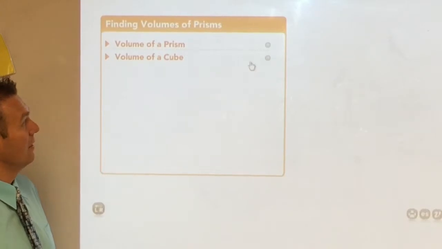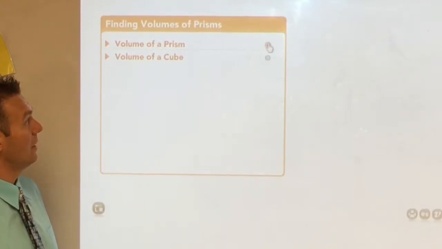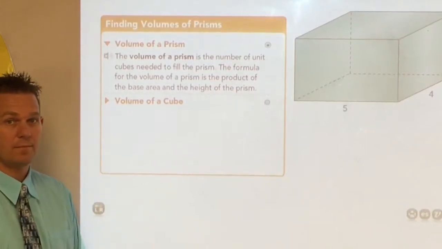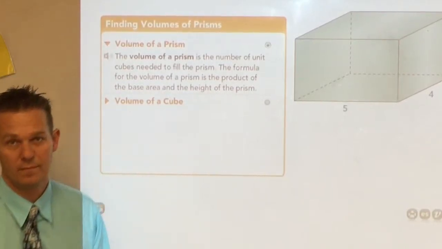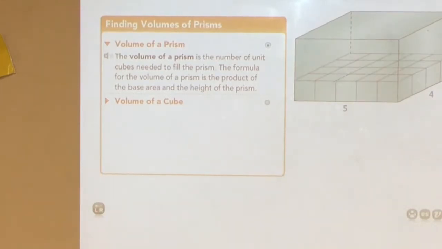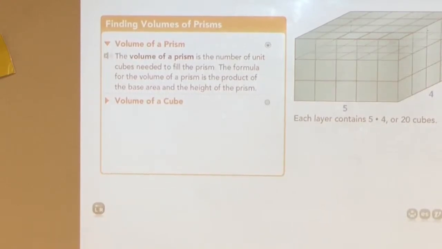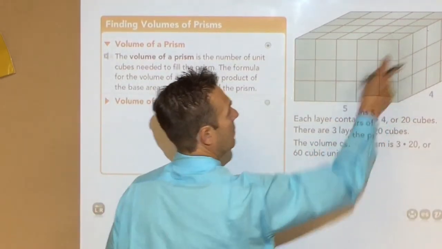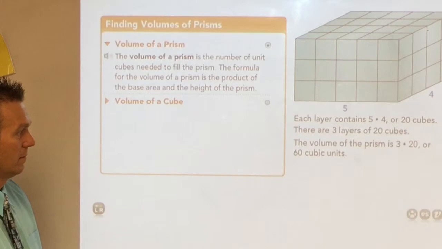So have a listen, and here we go. You can determine the volume of a prism by finding out how many unit cubes it takes to fill it. Each layer contains 5 times 4, or 20 cubes. There are 3 layers of 20 cubes. So the volume of the prism is 3 times 20, or 60 cubic units.